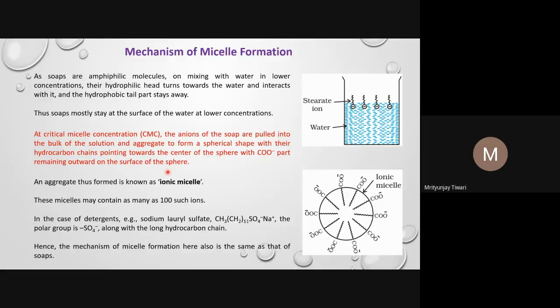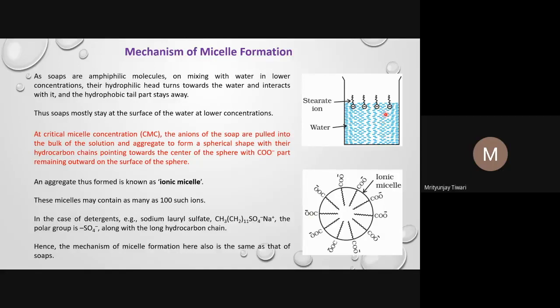So what happens at a higher concentration, at the critical micelle concentration or above it? These soap molecules will be pulled into the water. These ions of the soap will be pulled into the water. And why these ions? The cations will anyway be dissociated from this part, and the cations will go into the solution of the water.